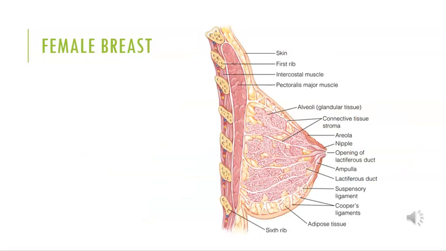Breasts, also called mammary glands, are considered accessories of the female reproductive system. They are responsible for milk production and secretion to a newborn. They also transmit protective antibodies from the mother to the newborn via lactation.